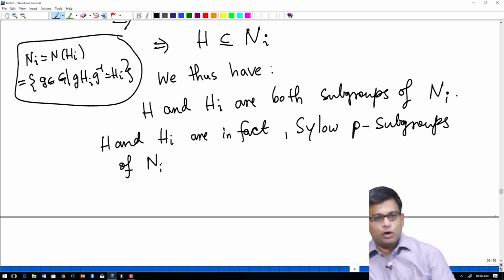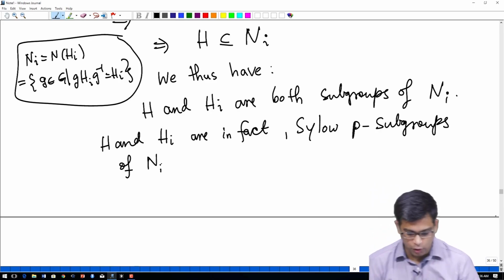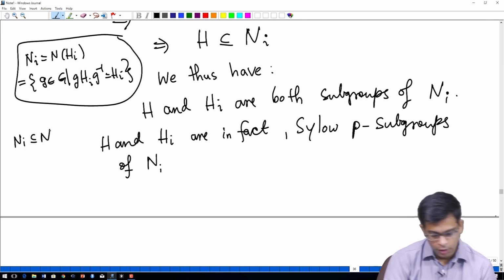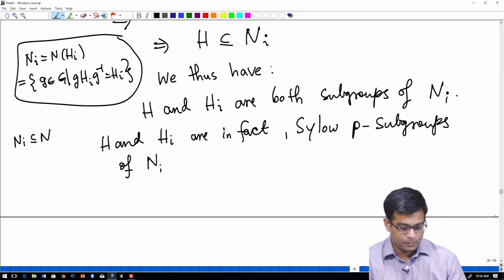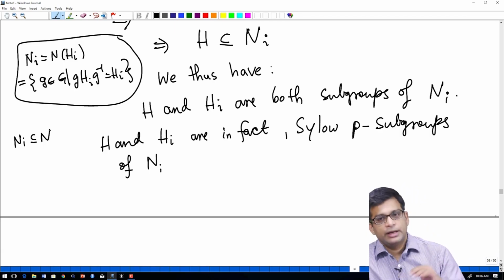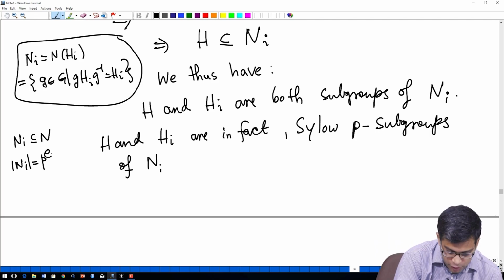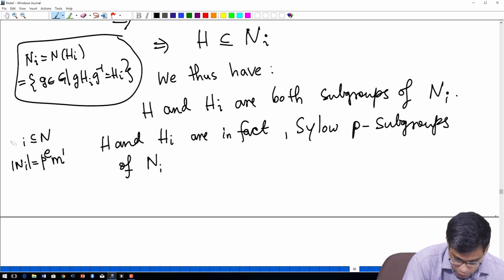Why is that? What are Sylow P subgroups of N I? You look at the order of N I, you look at the largest power of P that appears in it, and you look at those subgroups of that order. Remember, N I is a subgroup of N. So, the order of N I divides the order of N. So, the largest power of P that appears in N I cannot be more than E. So, in fact what we have is also that the order of N I is P E M prime, because remember what we have is H I is contained in N I contained in G.